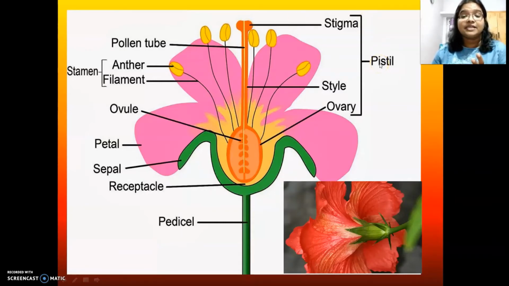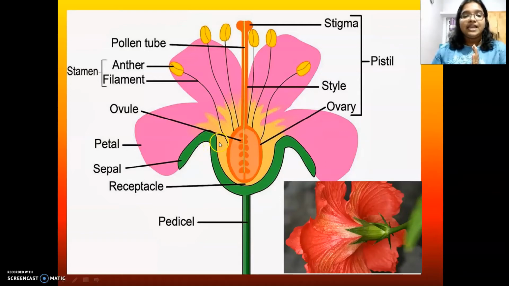So you should know that in case of complete flower, all the four whorls are present, especially the male and the female reproductive parts. Such kind of flower is called a perfect flower. If any one part, either the male or the female reproductive part, is absent, we should not call them complete flower. They are called imperfect flower. Now, this is the receptacle. It's the region of the flower from which all the four whorls are arranged.